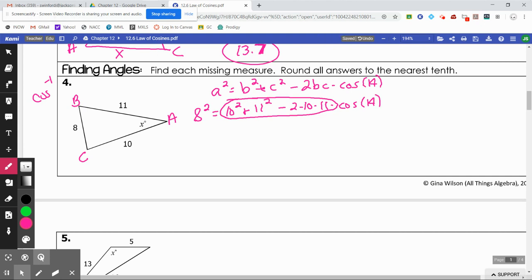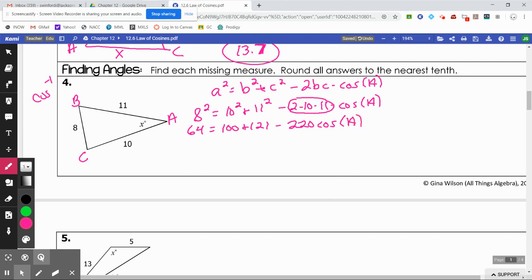These two are like terms, and that would be fine to combine, but this is not a like term. These 3 values over here have a cosine attached to it. So you can clean these other ones up individually if you would like to. You could say 64 equals 100 plus 121 minus, and you can go ahead and multiply these, and I believe that gives us 220 cosine A.